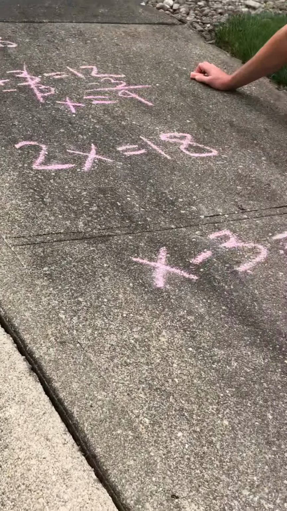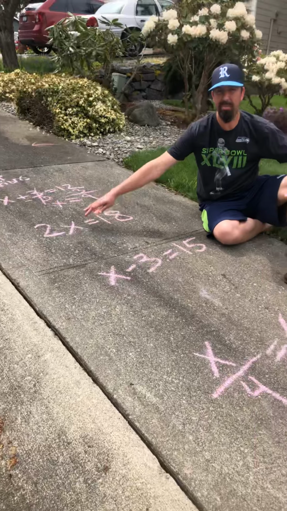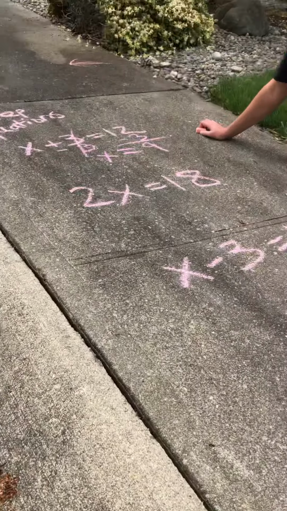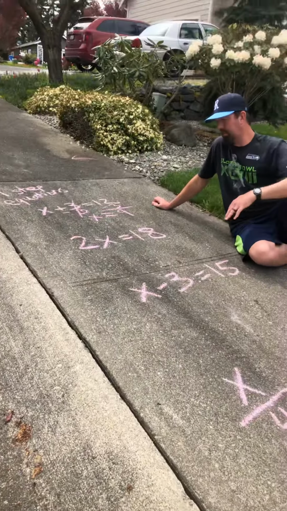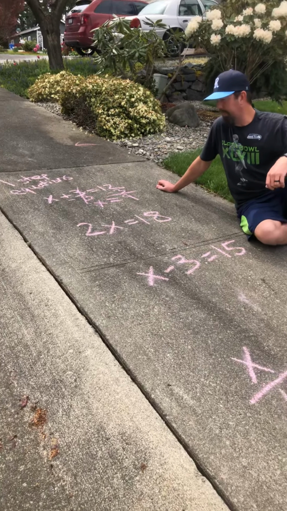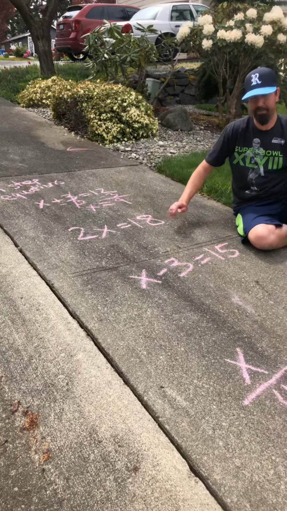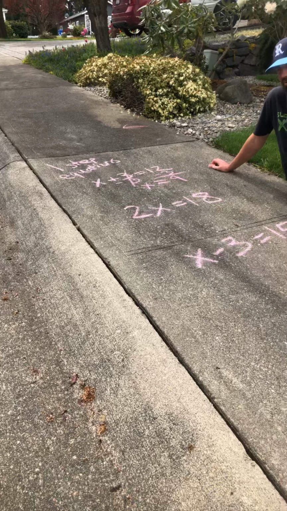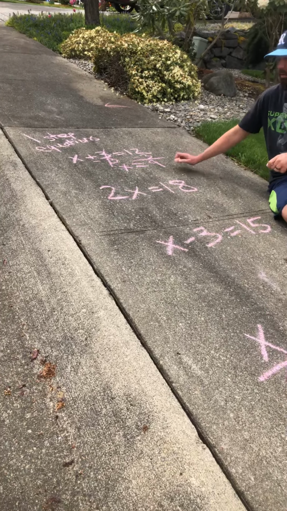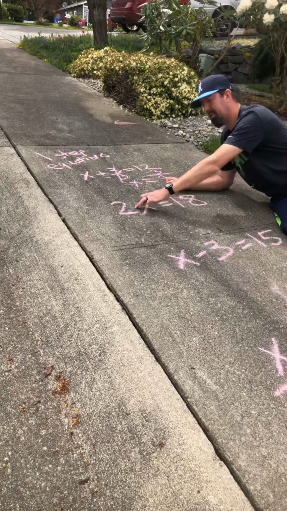Next one says 2x equals 18. 2x equals 18, so 2 times some number equals 18. Now I know it might look real easy to just figure out what number that is, but I want you to be able to show these steps, because when we get into two-step equations, it'll make it a lot easier. So we have 2 times some number.